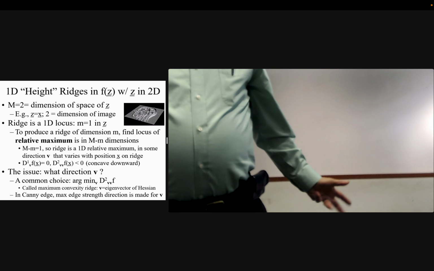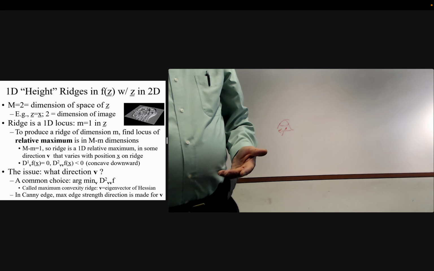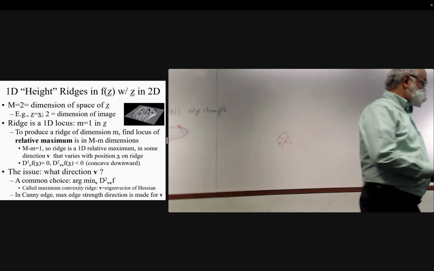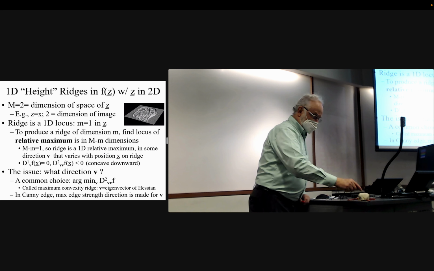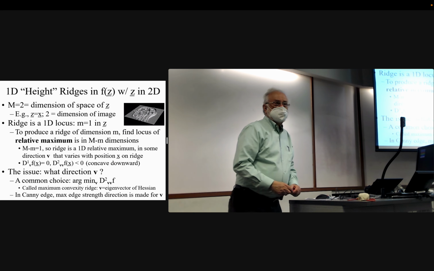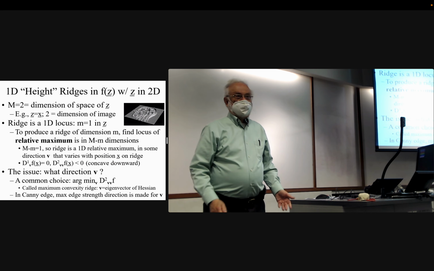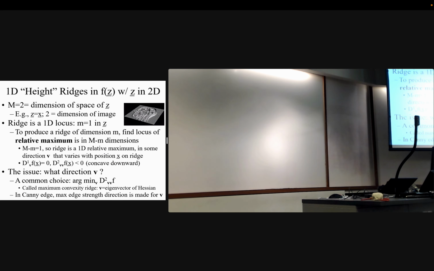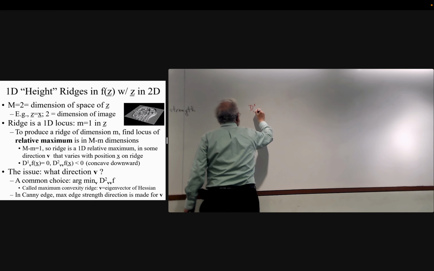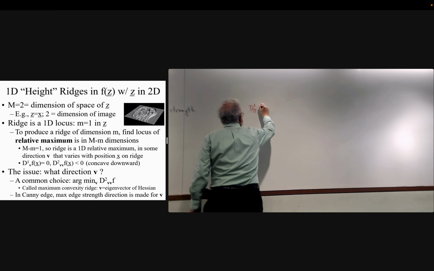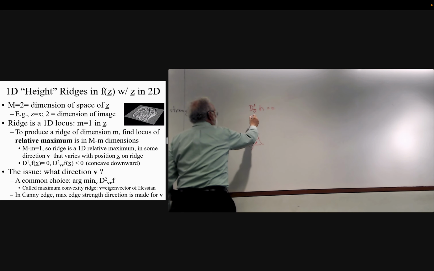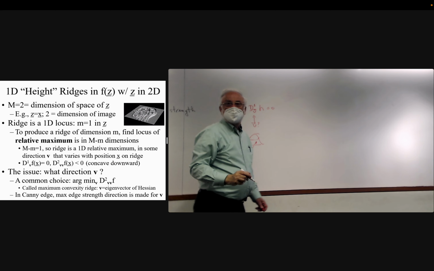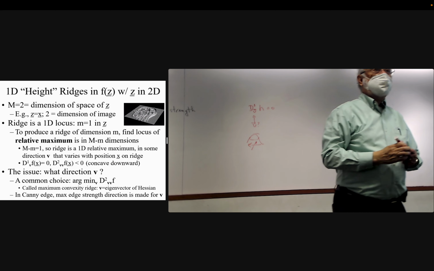But we're not going to be interested in relative max in 2 dimensions. We're only interested in a relative max in 1 direction. And that begs the question, which direction? Okay? What we're trying to do is to find a place where the first derivative in some v direction of h is 0, but the question is, what v? Okay?